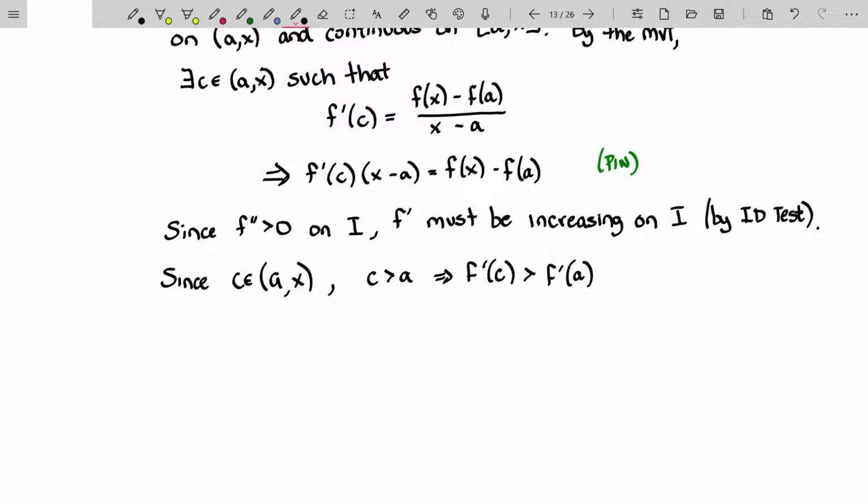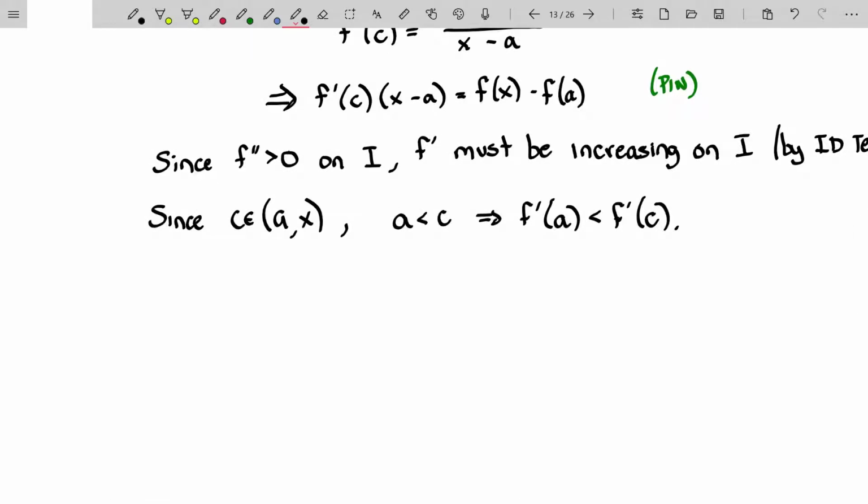Just, as you read from left to right, the function's increasing. In fact, I think it might be easier to see it the other way around. So maybe we should write it the other way around. Just say this implies A is less than C, which will imply that f prime at A is less than f prime at C. Some people visualize it better that way.